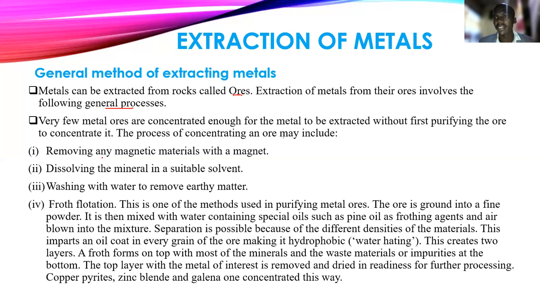So after removing those impurities which are magnetic, you now dissolve that mineral in a suitable solvent. For example, some we can use ammonia. We dissolve them in a hot concentrated base, which can be either potassium hydroxide or sodium hydroxide.